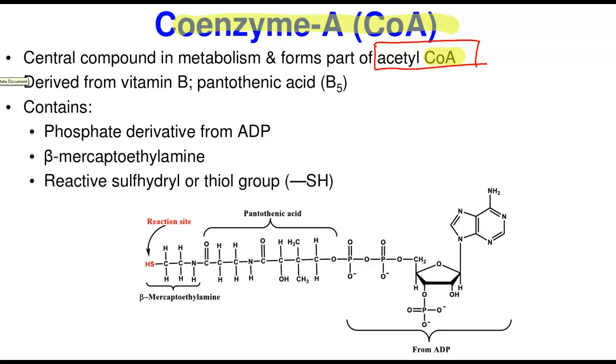Now, it is derived from the vitamin B. The vitamin B is what? The pantothenic acid, and contains a phosphate group. You see, it contains a phosphate group that is derived from adenosine diphosphate (ADP), a beta mercaptoethylamine, and then a reactive sulfhydryl, or what we call the thioester, the thiol group. It contains the thiol group. So let's look at the structure now.